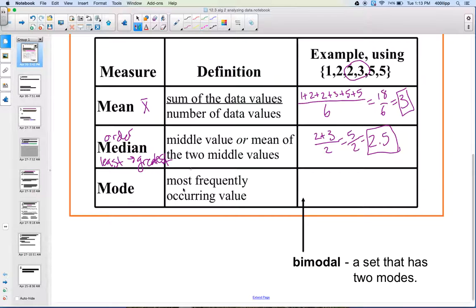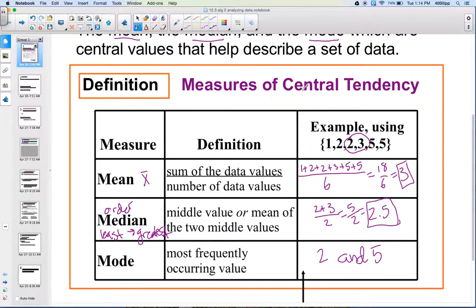All right, the mode is the most frequently occurring value, the one that comes up the most. So the one that comes up the most here, we have a 2 that comes up twice, and a 5 comes up twice. So therefore we have 2 and 5 are going to be the modes. And this is actually given a name. It's called bimodal. When we hear the word bi, we should think of 2. So it's bimodal, which is a set that has 2 modes. All right, and that's mean, median, mode, which is the measures of central tendency.